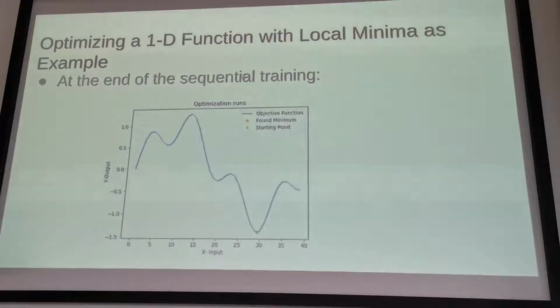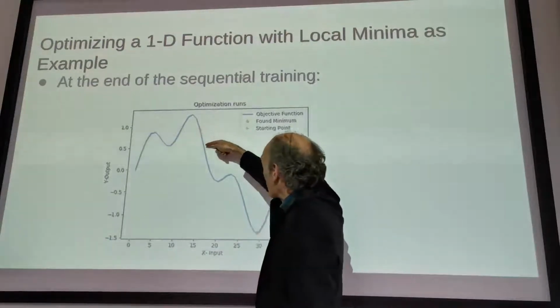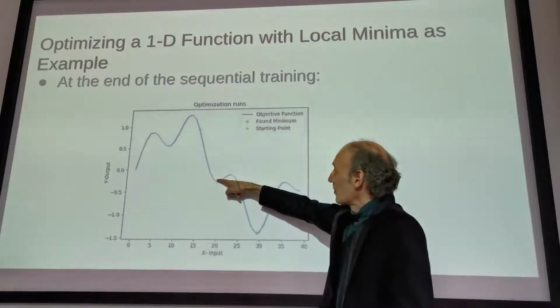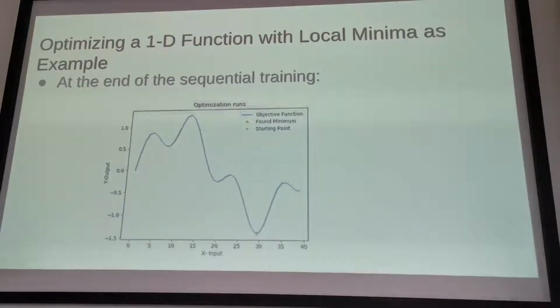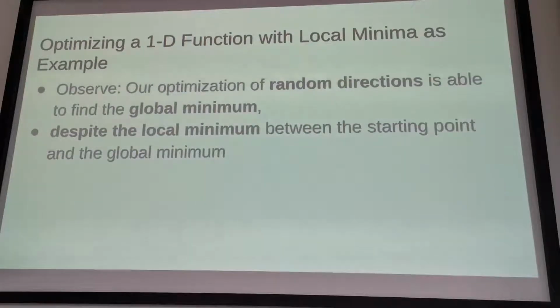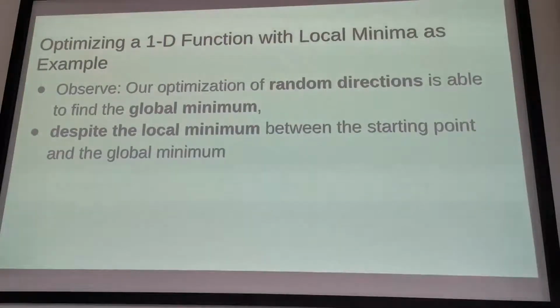So basically this is what we got at the end of the optimization. It starts here, then goes down, stays here a little bit, and then it jumps down, and it finds the global minimum. Yeah, so it shows that our optimization of random directions is able to find the global minimum, despite the local minimum being between the starting point and the global minimum.